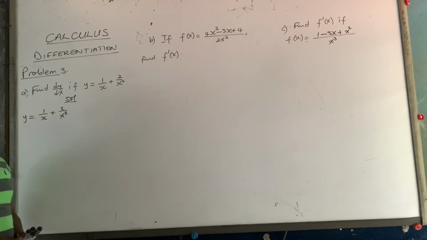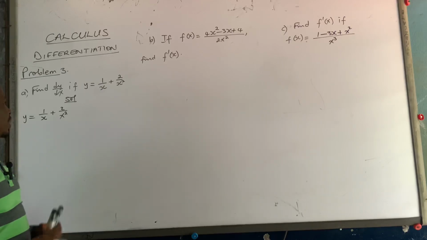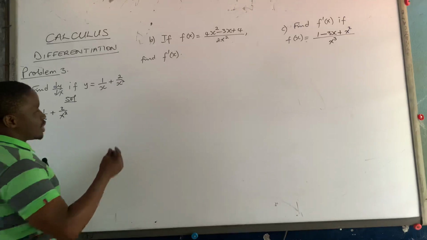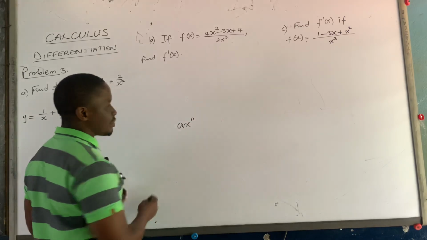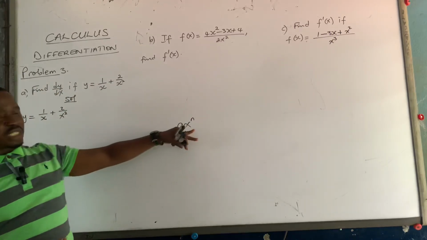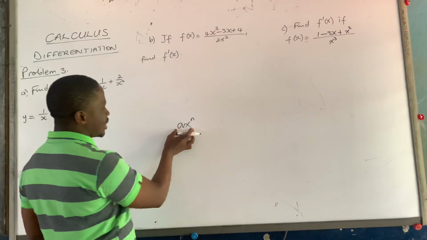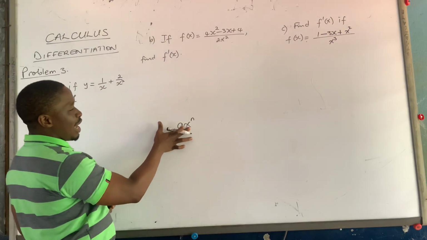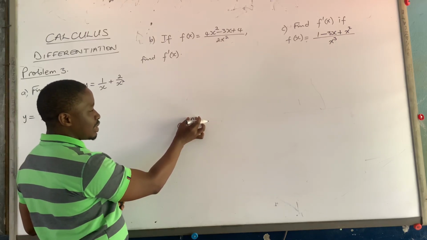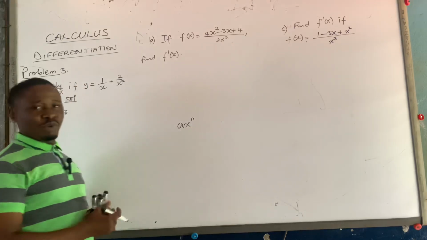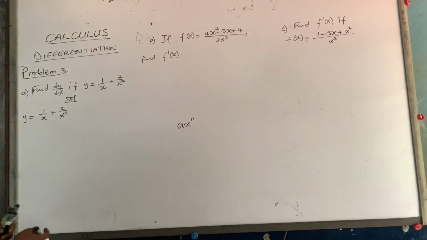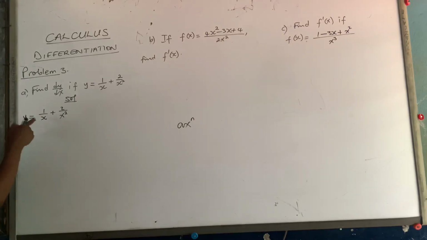One of the easiest ways to differentiate this directly, without using any of the techniques, is to make sure that the function is in this format, ax to the power n. We want the function to be in this format. The power of x can either be positive or negative, but we don't want x to be in the denominator.